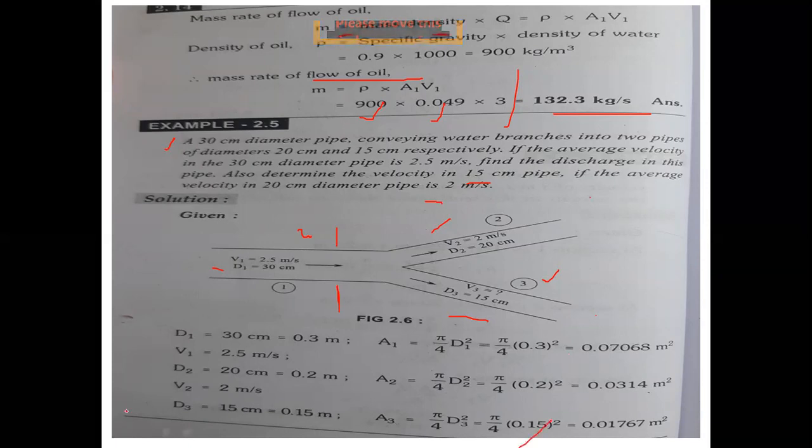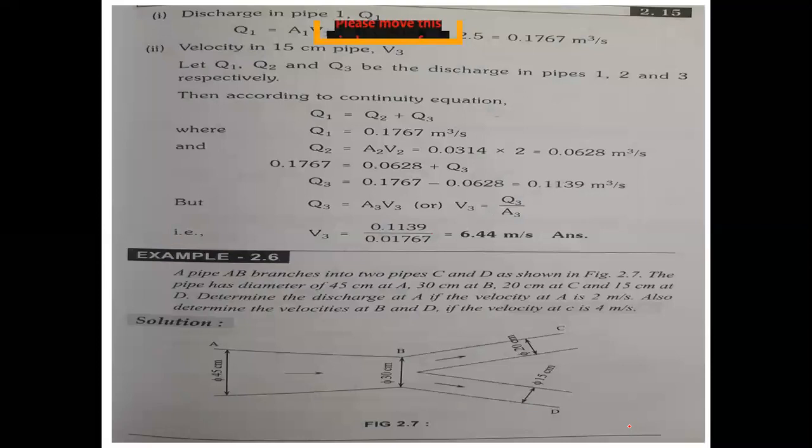Next, the third one. The velocity for the second one is 2 meters per second. Now D3 is 15 centimeters. A3 is equal to pi D square by 4, with D to the power of 2. That is equal to 0.01. Simply, we have done the area calculation. Areas we have found. Now after that we have to find the discharge.